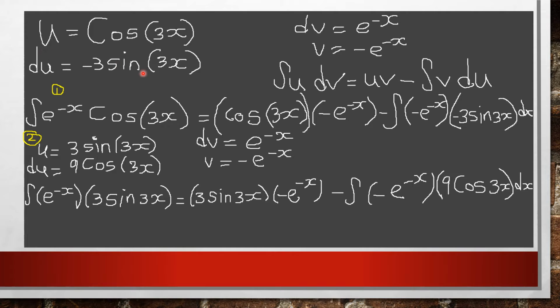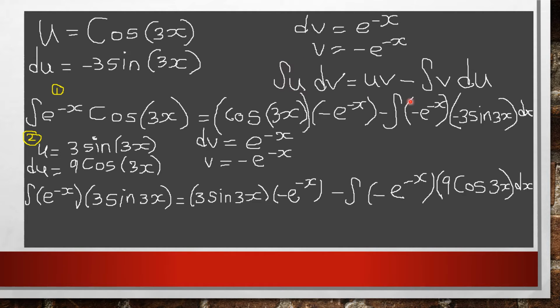Let us see the first question. This is the first question, and as I say, this is your dv here. dv is e to the power of negative x. So if you integrate it, you will get v like this. Same as before, this is your u here, and if you differentiate it, you will get negative 3 sin 3x.